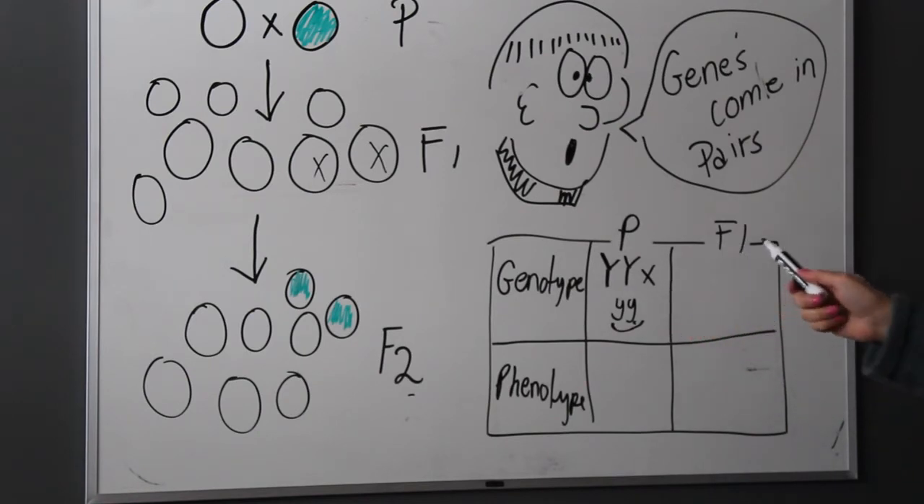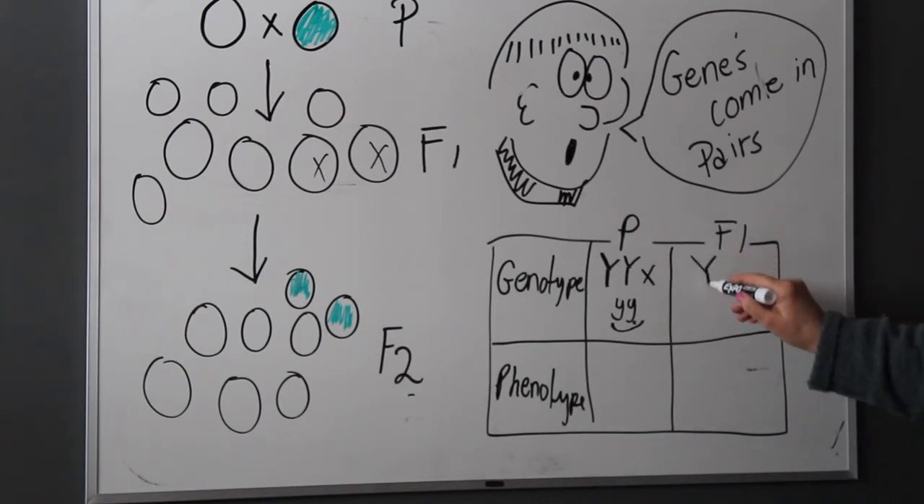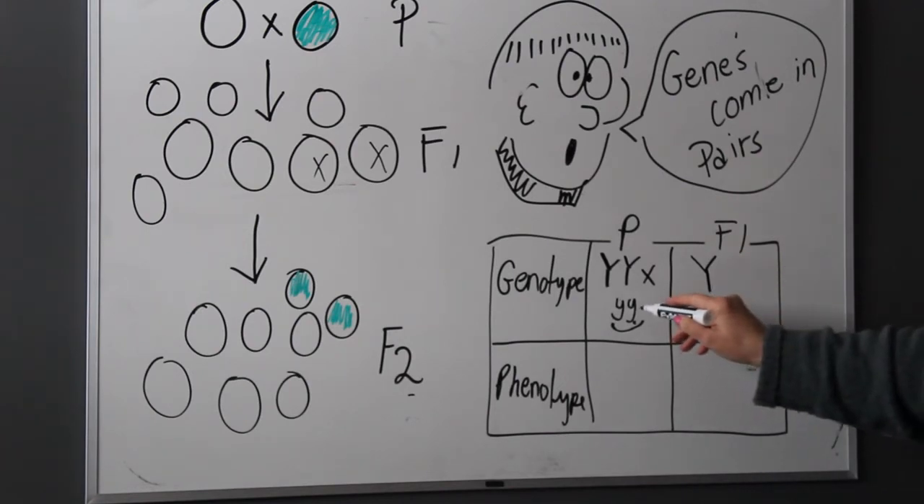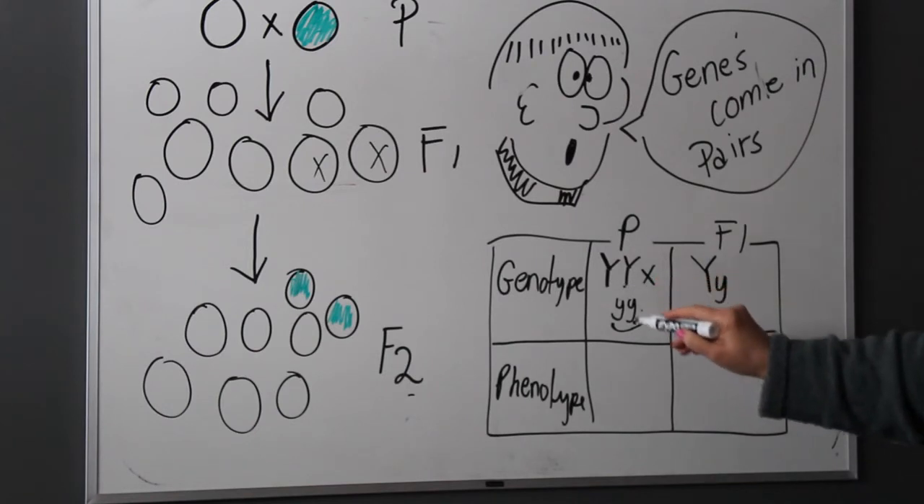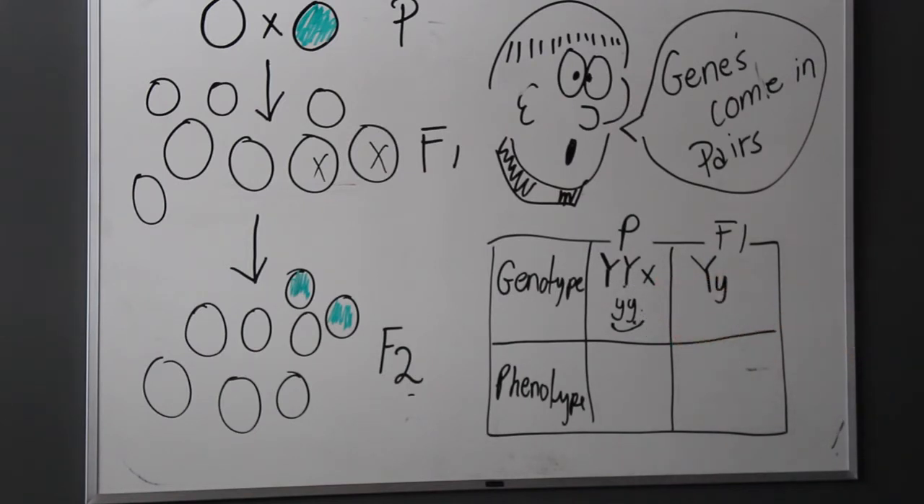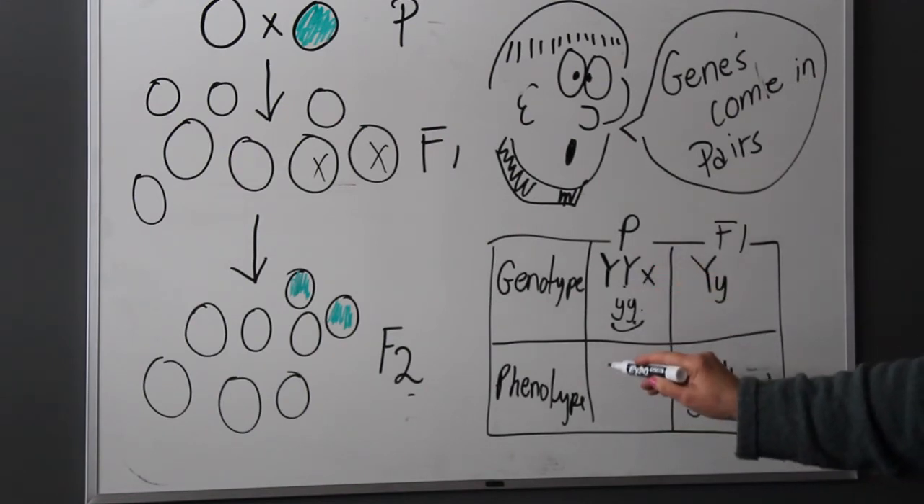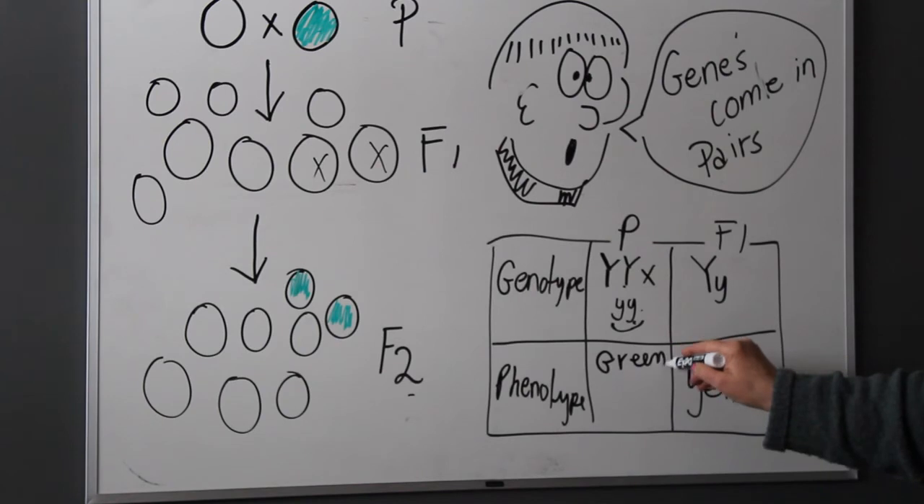So that would be the genotype of the parents. In the F1 generation, we can say that for sure they've got a big Y because they're all yellow. But this parent only had little y's. So they got a big Y from this parent and a little y from this parent. Of course, Mendel didn't know that. All he knew is that their phenotype was yellow. And the phenotype here is green and yellow.